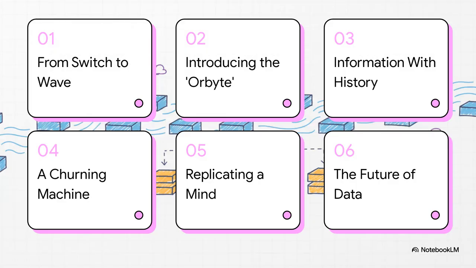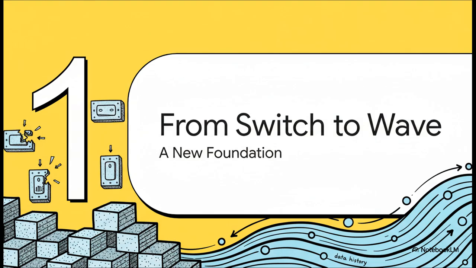All right, so here's how we're going to tackle this. First, we'll dig into that foundational shift from a simple switch to a complex wave. Then we'll properly introduce the orbite itself. After that, we'll see how this gives information a memory, what happens when you build a whole network of them, and how this all connects to the wild goal of actually replicating a mind. And then we'll wrap up by looking at what this could all mean for the future of data. So, let's start right at the bottom, the very foundation of it all.